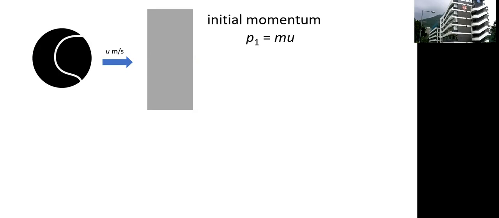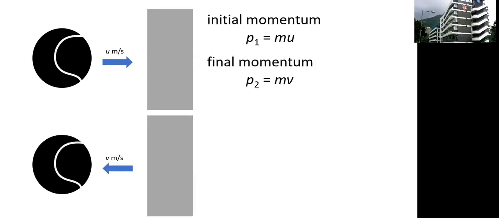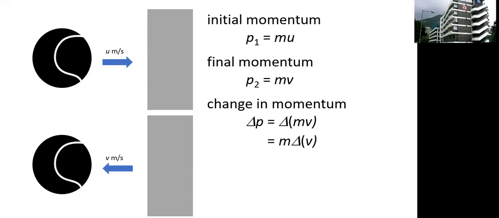The momentum of this object initially is m times u. After hitting the wall, the object moves in the opposite direction with a speed v. The final momentum is the product of m and v. Taking these two quantities, we can find the change in momentum, and realizing that the mass doesn't change, we realize that the change in momentum is merely due to a change in speeds.